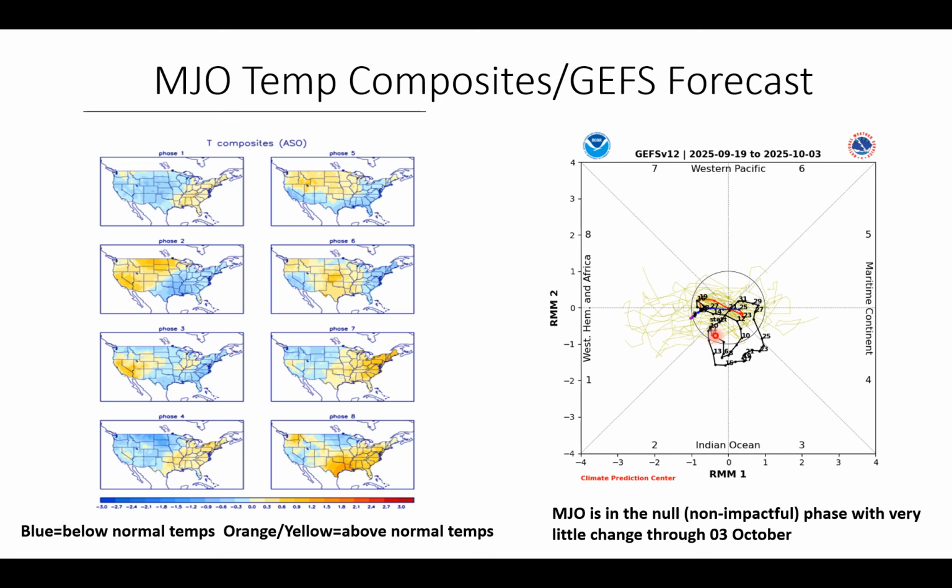So you see much of the darker lines, whether we're talking the black line, as well as this red and blue line, are all within the small inner circle here, according to GEFS V12, right on through the 3rd of October, which the smaller inner circle basically means that the MJO is weak, it's non-impactful, it's the null phase. Very little change in the weather at all for the U.S., at least attributed to the MJO.